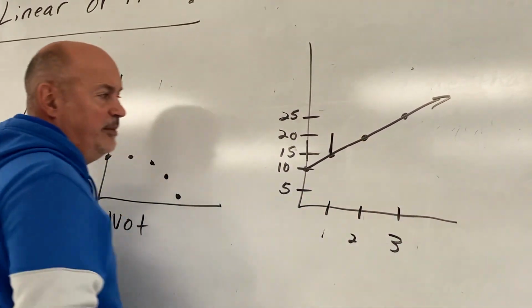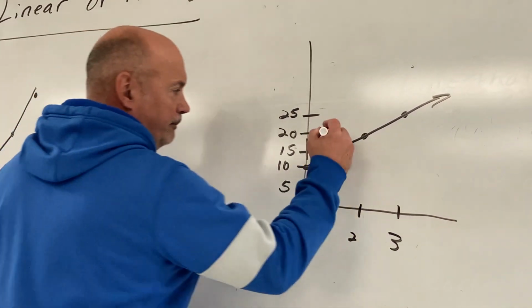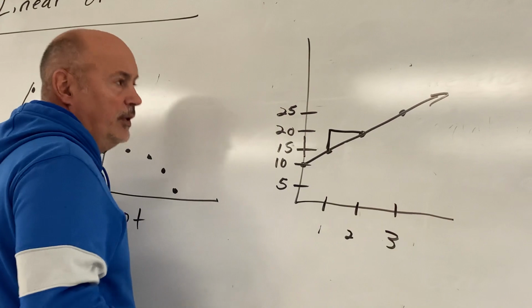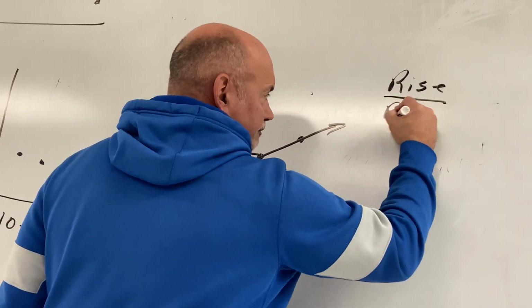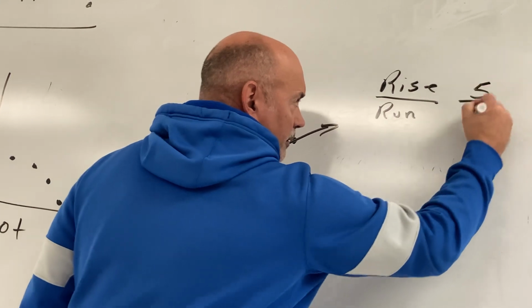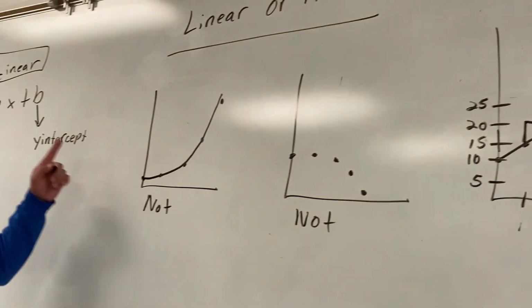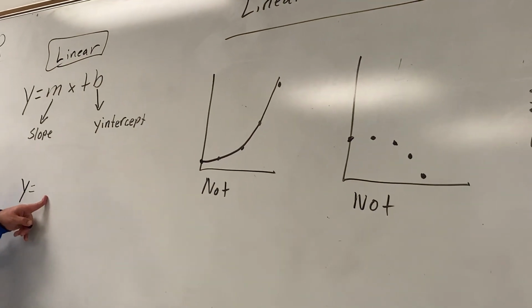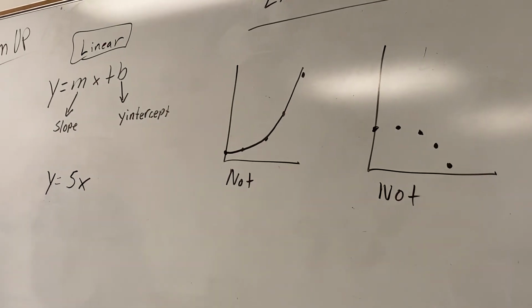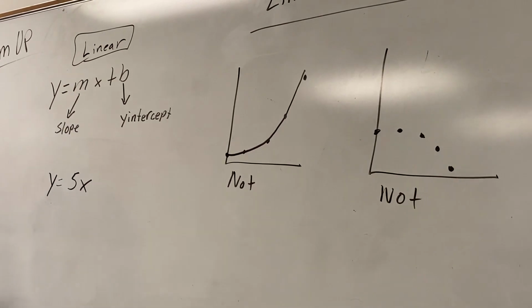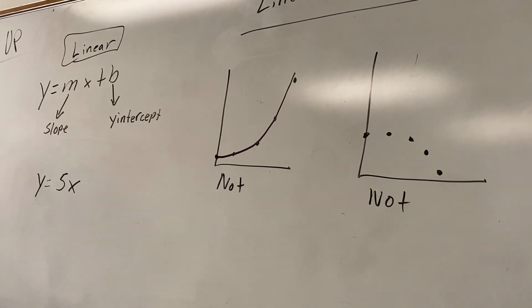So let's see what it rises. From here to here, how much does it rise? 5. Good. And what's the run? 1. Do y'all agree that the slope for this graph is 5 over 1? Yep. All right, so what am I going to put over here in my equation? 5 over 1x, or you can just put 5x. Either way.